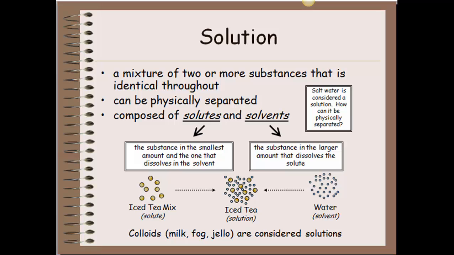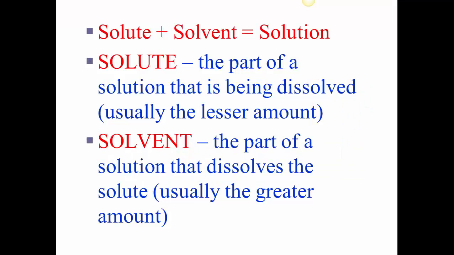Another way to think about it, for a solid solution instead of a liquid solution: most of the time the more abundant substance is going to be your solvent, and the least abundant will be your solute. Not always the case, but that should help you when you think about a solid solution instead of a liquid solution. So a solute plus a solvent equals a solution.